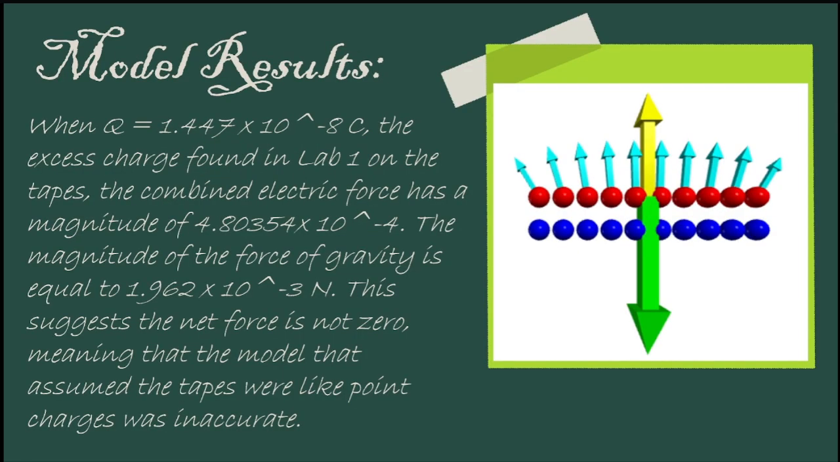Model results. When Q is equal to 1.447 times 10 to the negative 8th coulombs, the excess charge found in Lab 1 on the tapes, the combined electric force has a magnitude of 4.80354 times 10 to the negative 4th. The magnitude of the force of gravity is equal to 1.962 times 10 to the negative 3 newtons, which suggests the net force is not zero, meaning the model that assumed the tapes were like point charges was inaccurate.